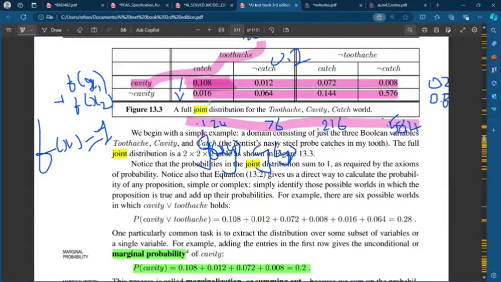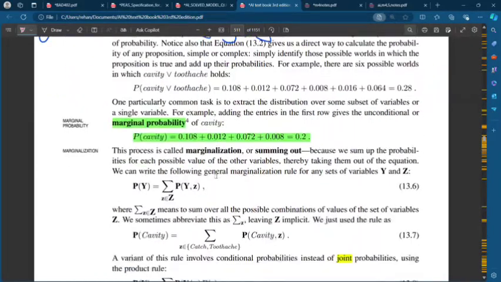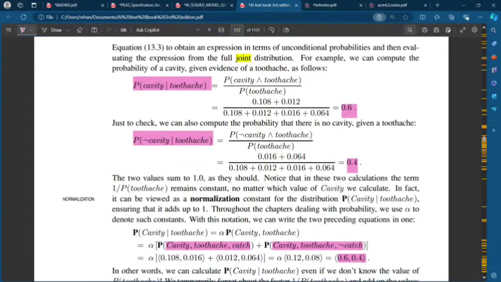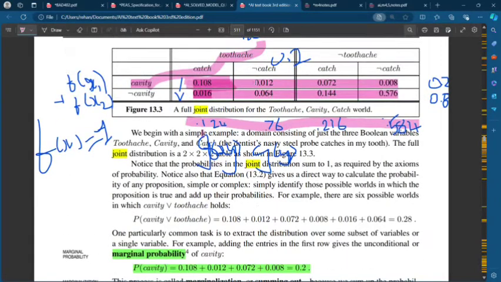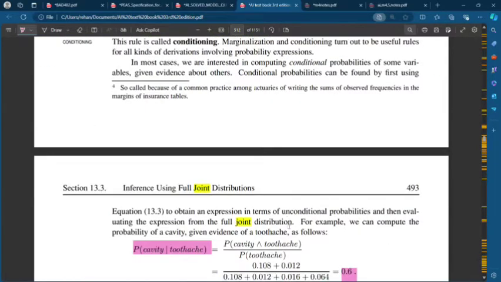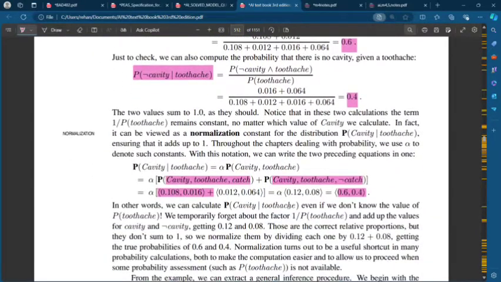Cavity, toothache and catch: you will add only these two values, 0.108 and 0.016. Not catch means these two from the table, 0.012 and 0.064. And what will it give? Alpha of 0.12, comma 0.18.